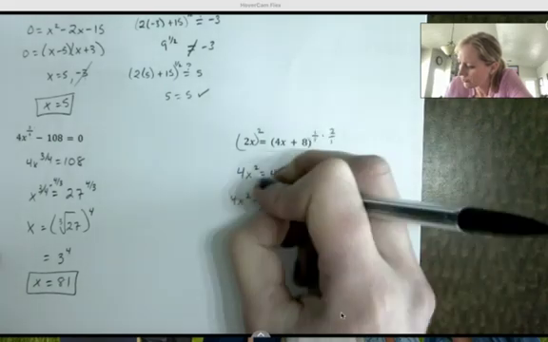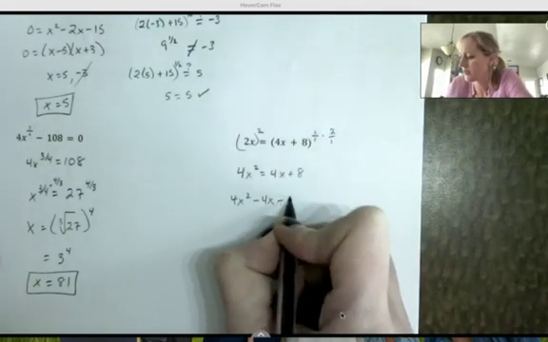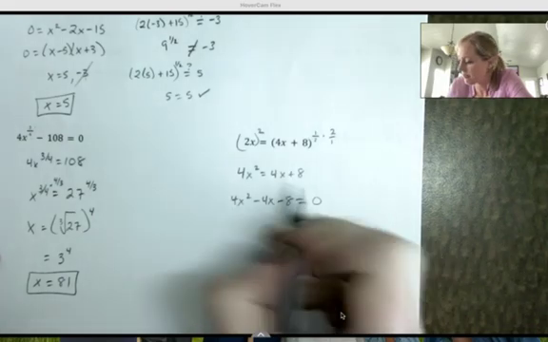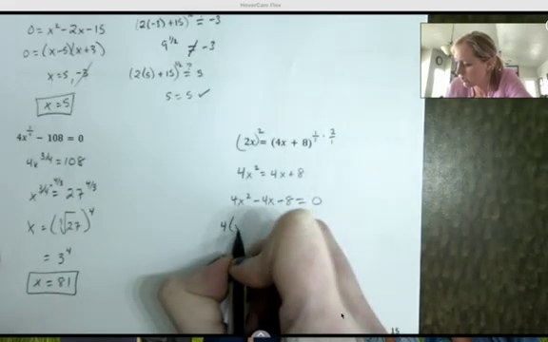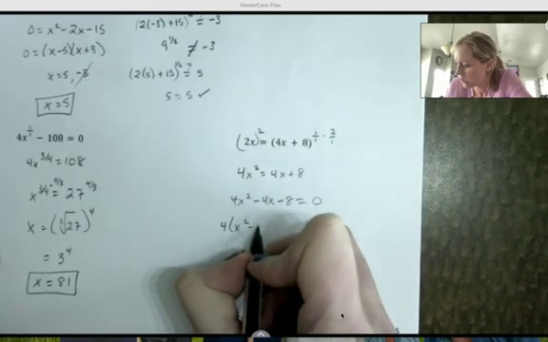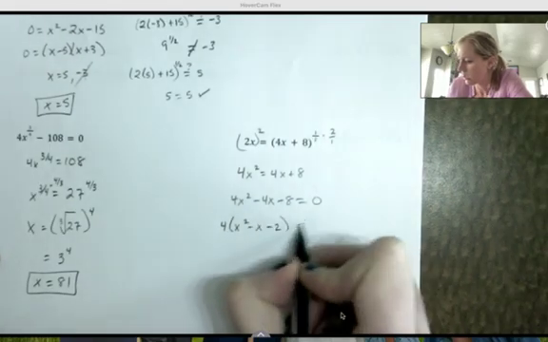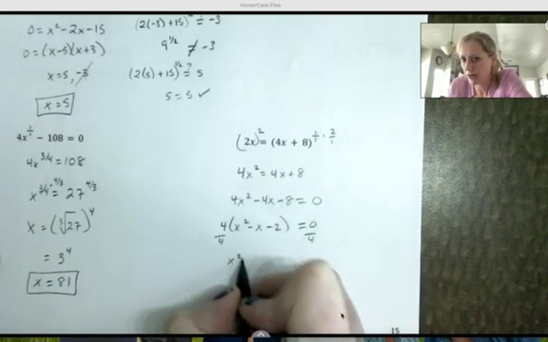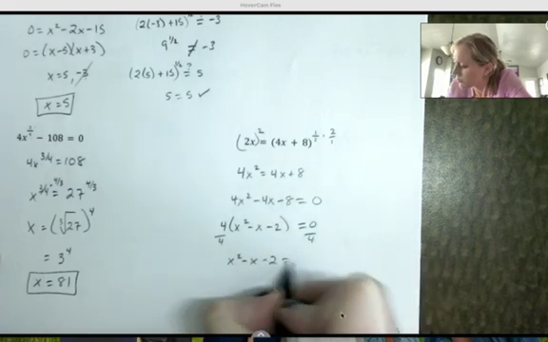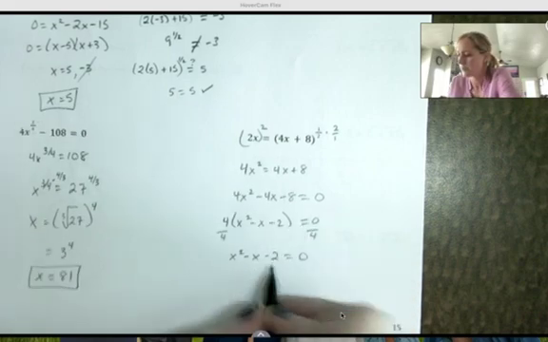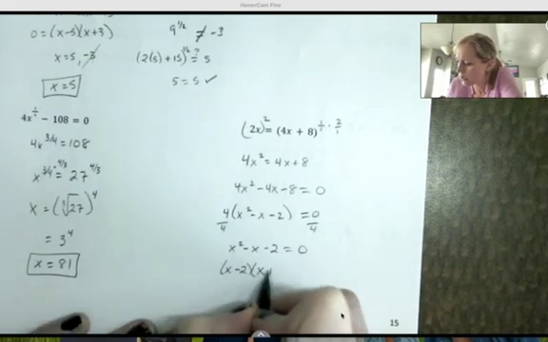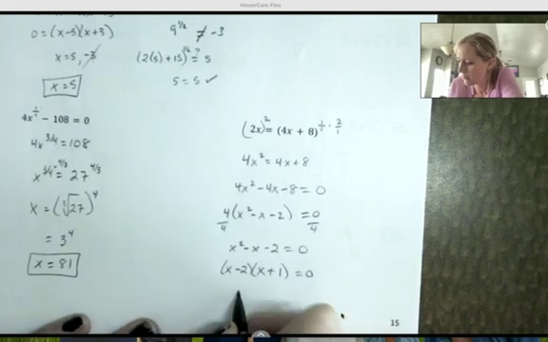All right, and this one, I have a value that's not 1 in front, so I'm going to take a 4 out of everything here. Okay, so then I can divide by 4. So I've got x squared minus x minus 2 equals 0. Factor. Numbers that multiply to be negative 2 and add up to be negative 1. Negative 2 and positive 1.